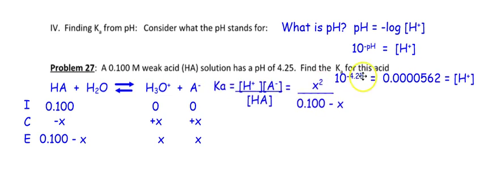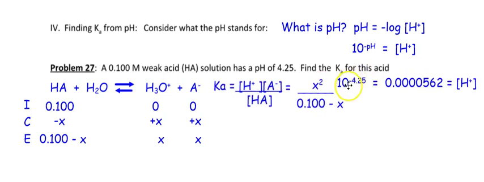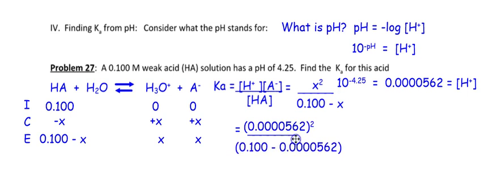All right, so look at this. 10 to the negative 4.25 is 0.0000562. That is H plus. So what can I do with this number now? If that's what my H plus is, well, guess what? That's what my A minus is too. They're the same number, aren't they? And what can I then do? I can subtract from the initial concentration and get this.